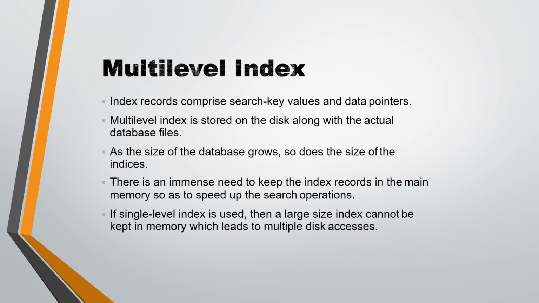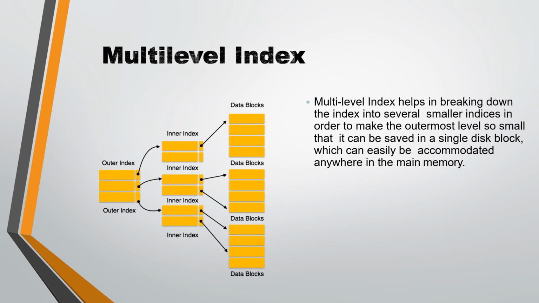The next type of index is the multi-level index. The index records comprise search key values and data pointers. The multi-level index is stored on the disk along with the actual database files. As the size of the database grows, so does the size of the indices. There is an immense need to keep the index records in the main memory so as to speed up the search operations. If a single level index is used, then a large size index cannot be kept in the memory, which leads to multiple disk accesses.